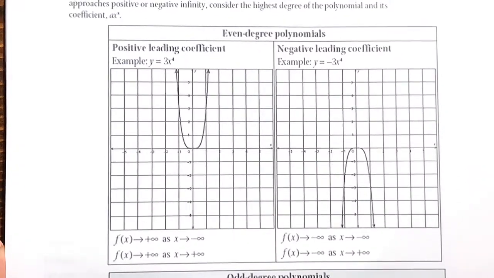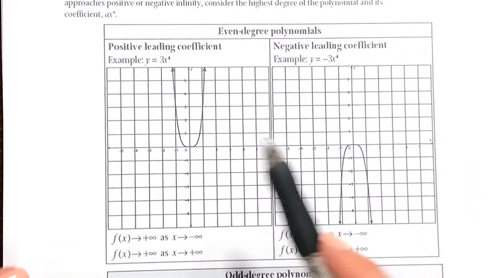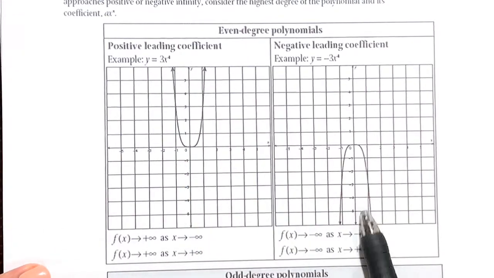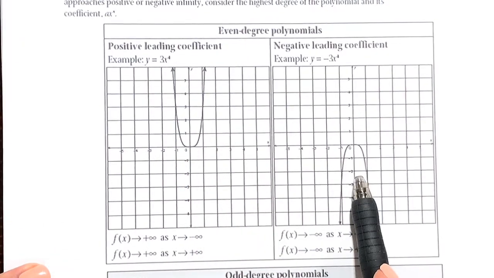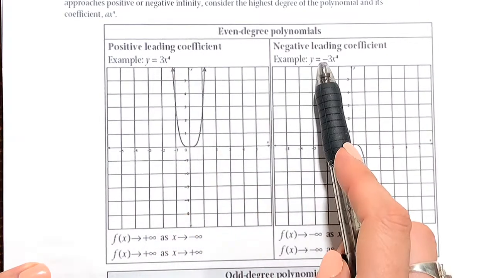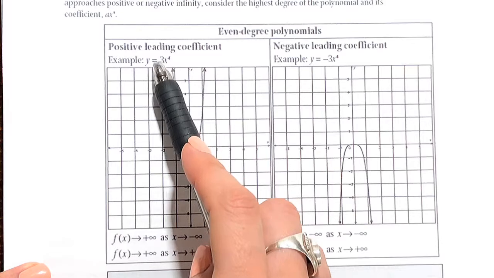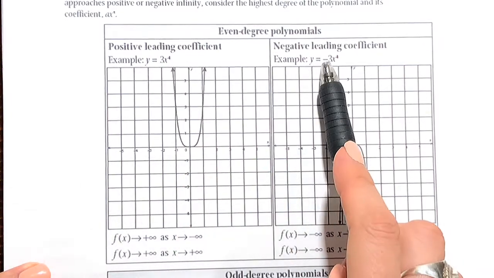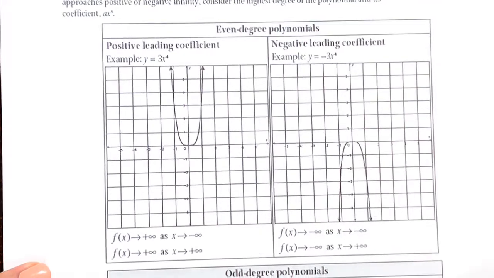So let's say you have an even degree on your polynomial. You know it's either going to go both up or both down. Then to determine if it's going up or down, that is based on the coefficient, whether it's a positive number or a negative number. If that number in front is positive, then they're going to go up on both ends. If it's negative, then they're going to go down on both ends.